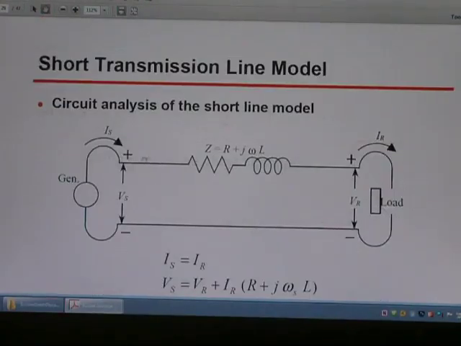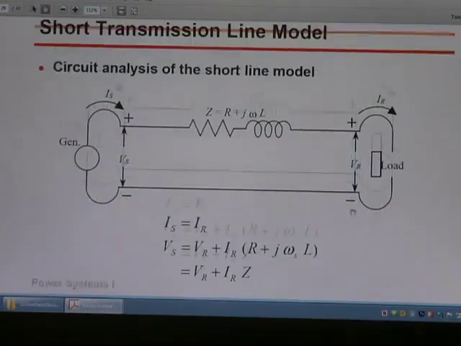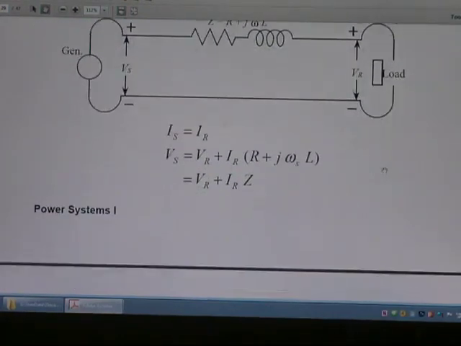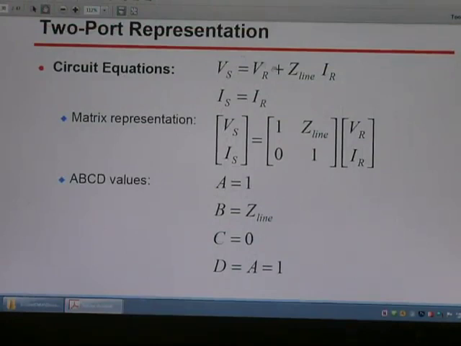The short line model is a circuit analysis of a short line generator. The resistance is low, so we can write down the equation with the inductance. It can also be represented as a two-port network, with the matrix equation and ABCD values.